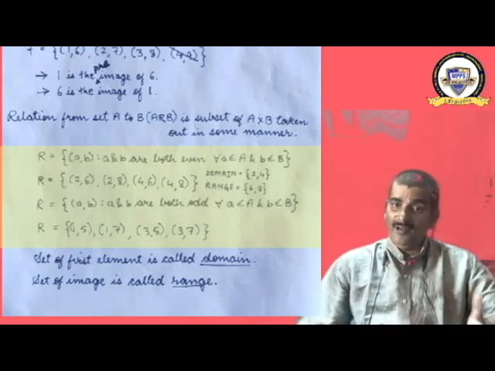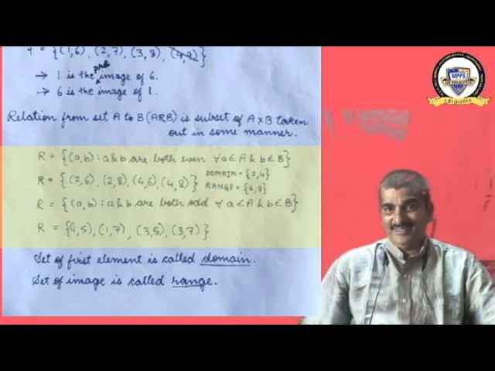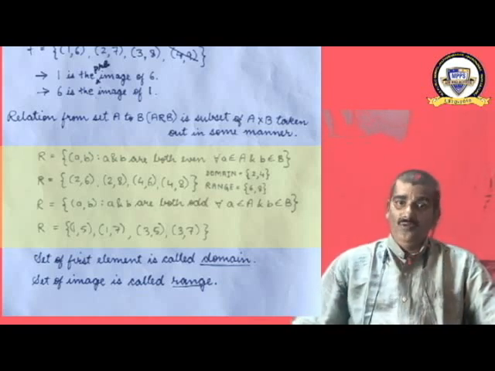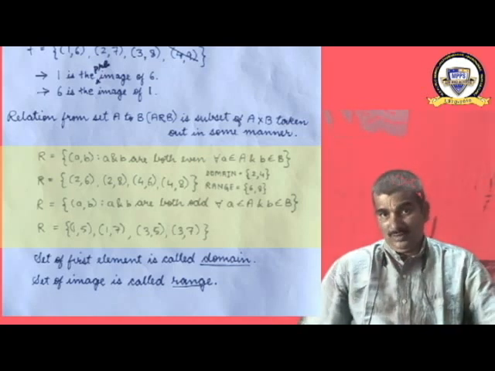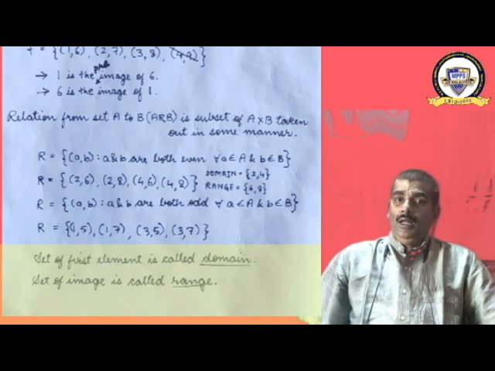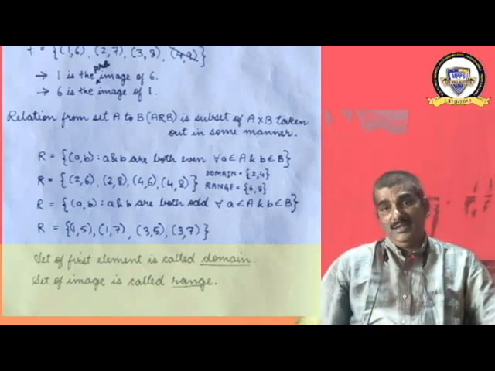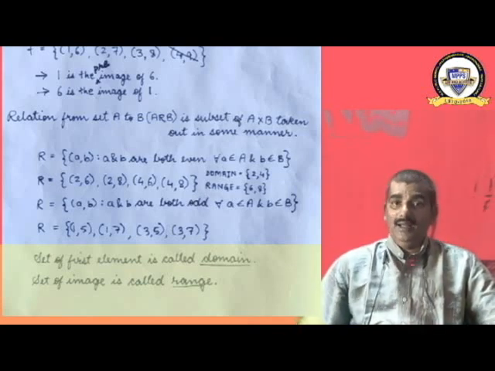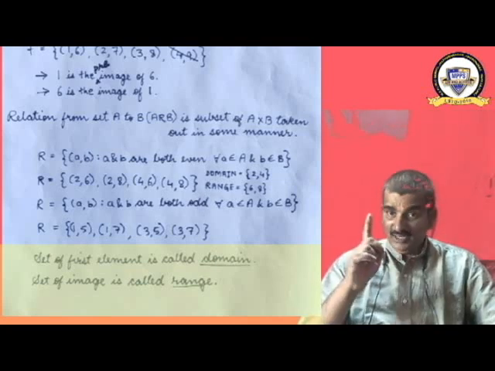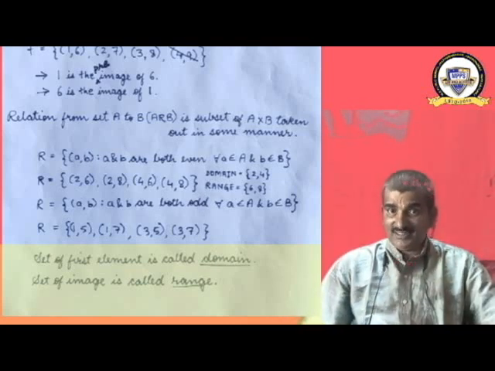Second case, if A and B are both odd, then it is 1, 5; 1, 7; 3, 5; 3, 7. For 1 we are seeing 2 images, for 3 again we are seeing 2 images. That is why it is also not a function, that is a pure relation only. Clear? So in the case of a relation, the set of the first elements is called the domain, and the set of the second elements is called the range. Domain is the set of first elements of ordered pairs, and range is the set of images, the set of second elements of ordered pairs.